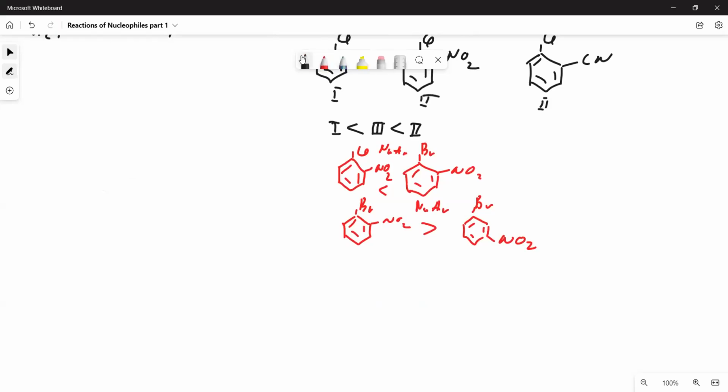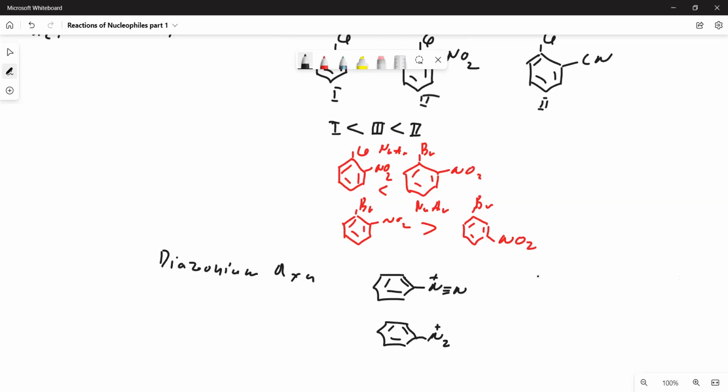Okay, now let's look at some important reactions of nucleophilic aromatic substitution aside from this one. One is the diazonium reaction, which is very important in nucleophilic aromatic substitution. Now, diazonium salt has this structure, which we can condense into this form.